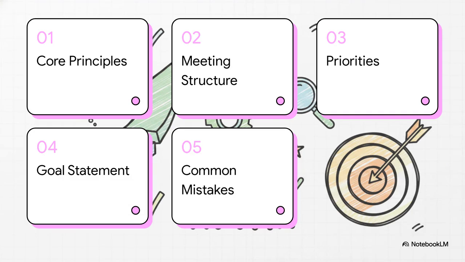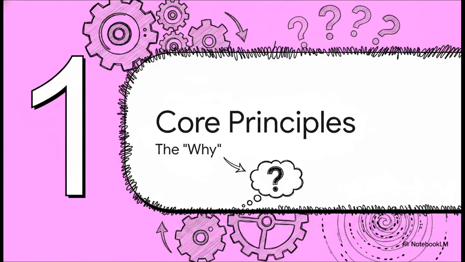So, here's our quick roadmap. We'll hit the core principles, look at structuring the meeting, identifying priorities, writing the goal statement, and finally, avoiding common mistakes. Let's get right to it. Kicking things off with Section 1, Core Principles, or the Why.